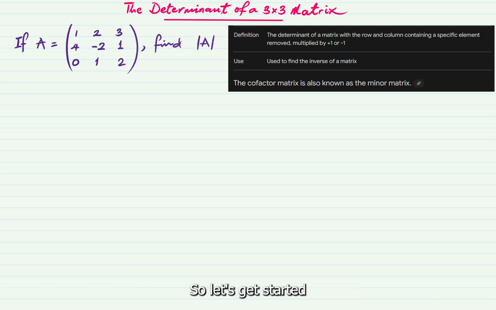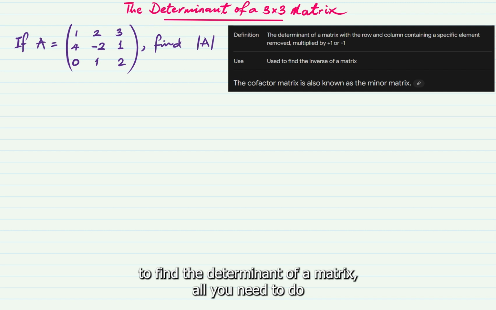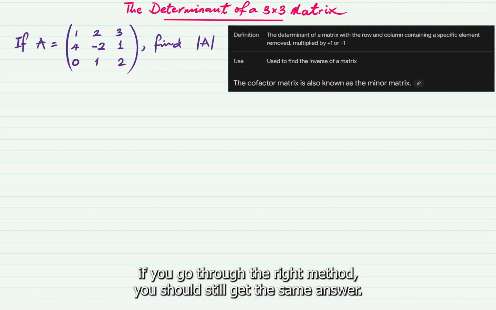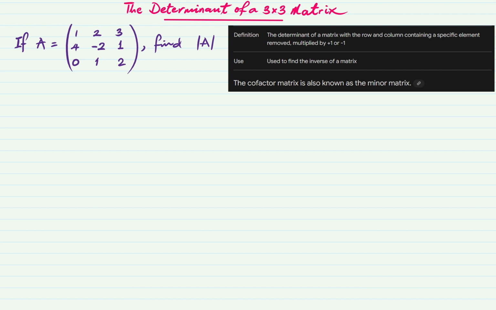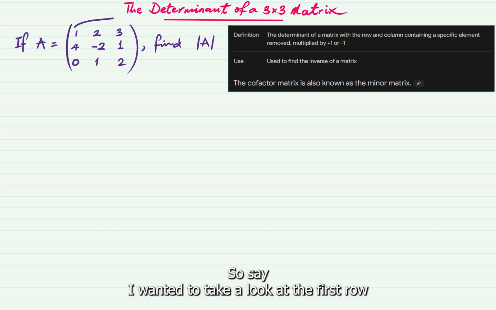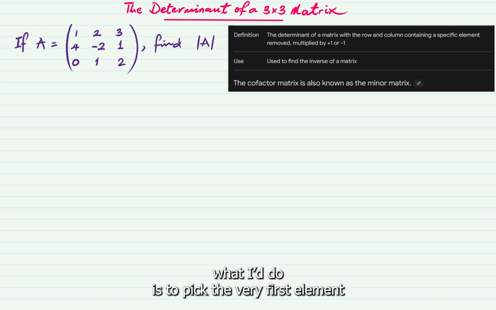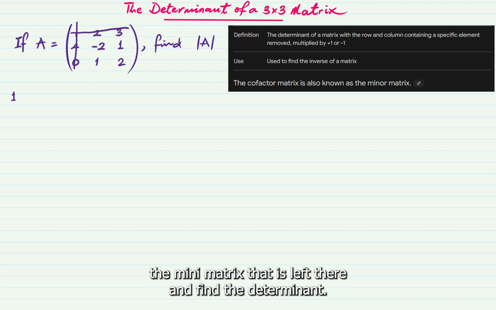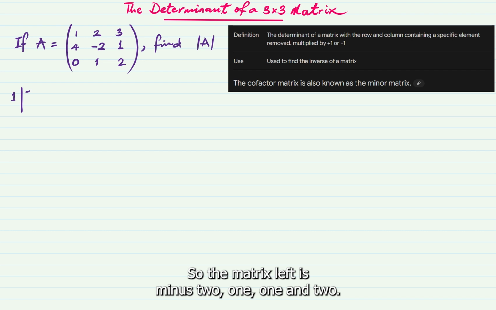Let's get started. To find the determinant of a matrix, all you need to do is to pick a particular row or column that you want to use. It doesn't matter which. If you go through the right method, you should still get the same answer. So say I wanted to take a look at the first row here, which contains 1, 2, 3. What I do is to pick the very first element, which is element 1, cancel the row and then cancel the column, and pick the mini matrix that is left there and find the determinant. So the matrix left is -2, 1, 1 and 2.